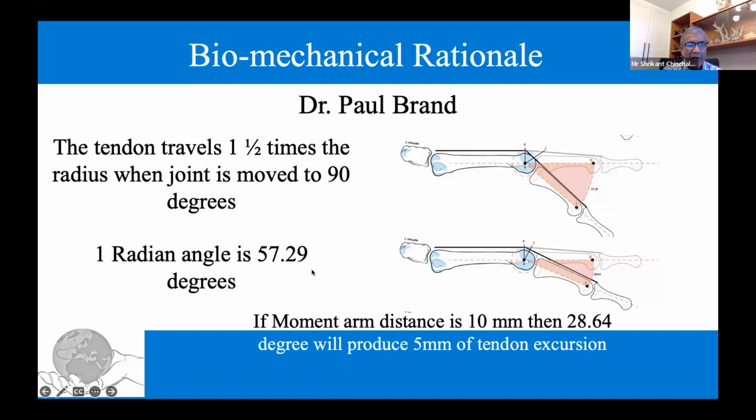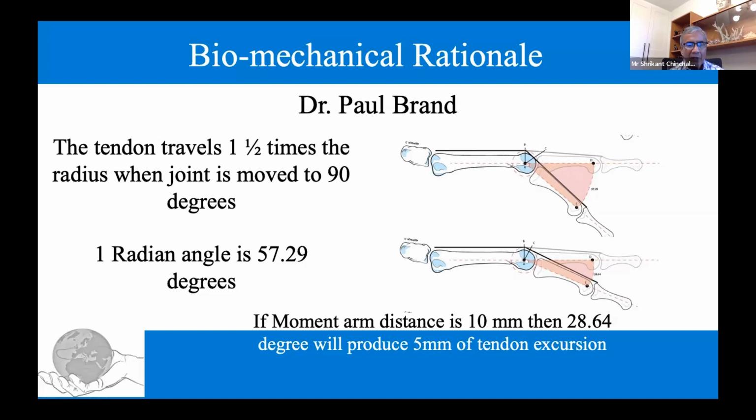So you can imagine in order for you to move the joint to 60 degrees, the tendon travels 1 time the radius. And then if you add another half time the radius, the joint therefore moves to about 90 degrees arc of motion. So Evans calculated that if the moment arm distance is 10 millimeters, then about 28.64 degrees, or in other words, if you round this off, 30 degrees motion will produce 5 millimeters of tendon excursion.